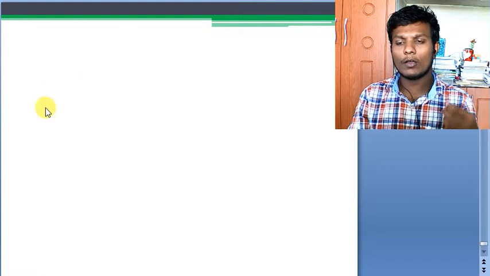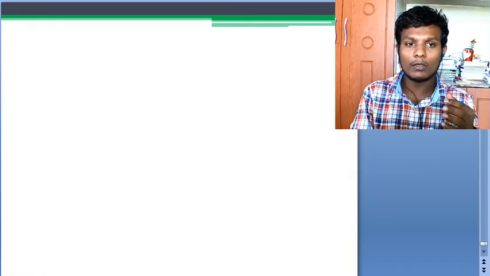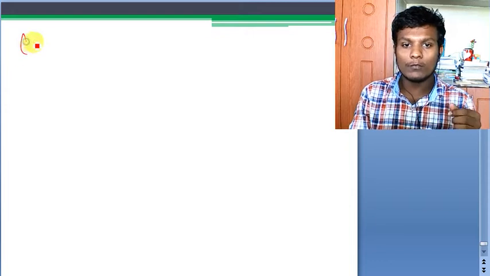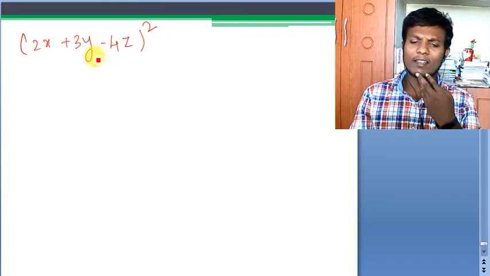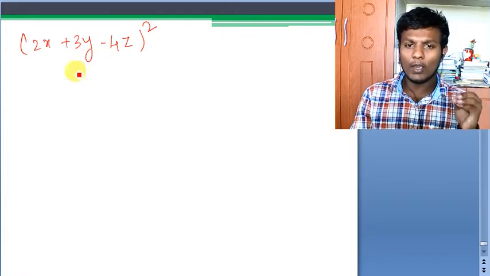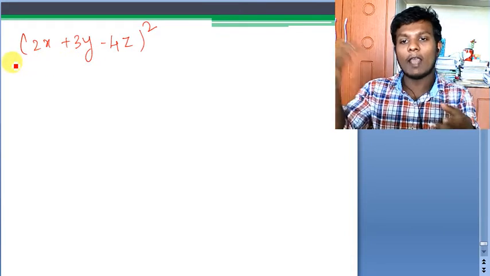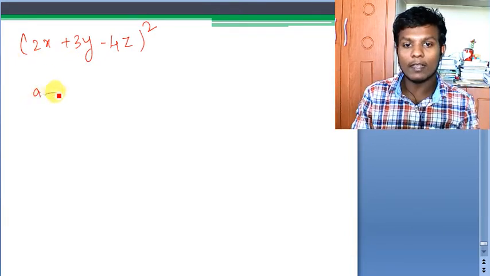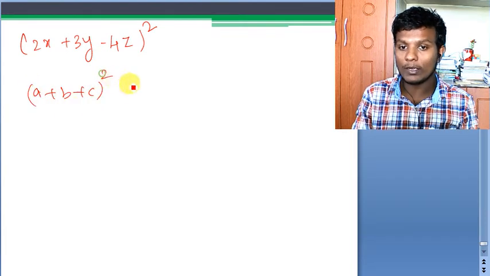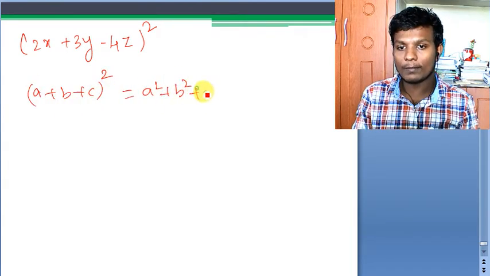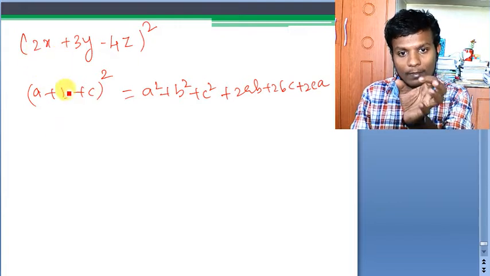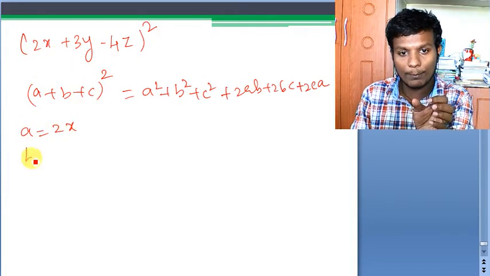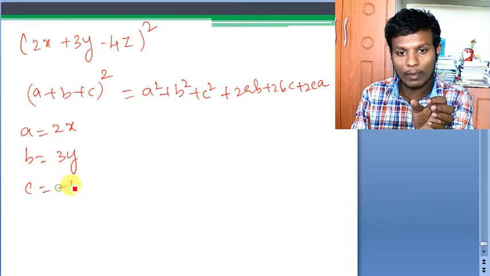So let us take one more example which is having three variables, but now I will take only squares, not cubes. So if I have 2x plus 3y minus 4z whole square, there is a minus coming in, it is just bothering me. But do I know any identity which is having three variables and having square? Yes, I very well know that. That is a plus b plus c whole square. I know it: a square plus b square plus c square plus 2ab plus 2bc plus 2ca. Now just compare. In place of a plus b plus c, I have a is equal to 2x, b is equal to 3y, and c is equal to minus 4z.